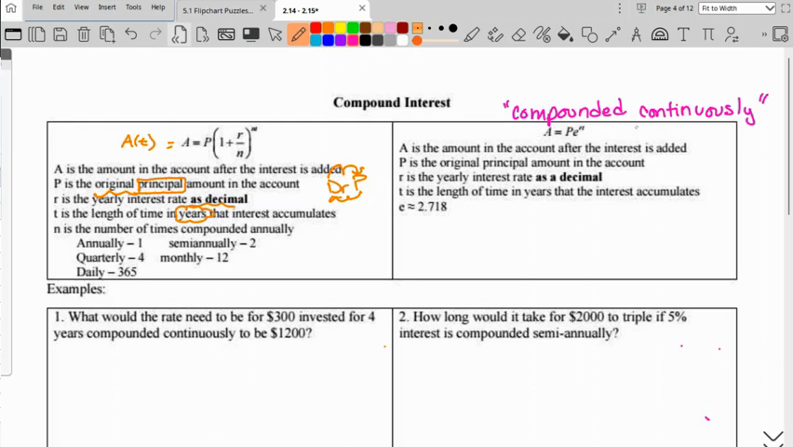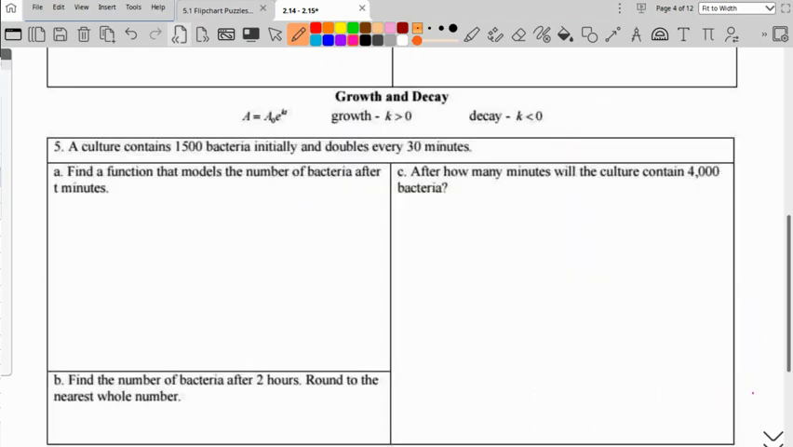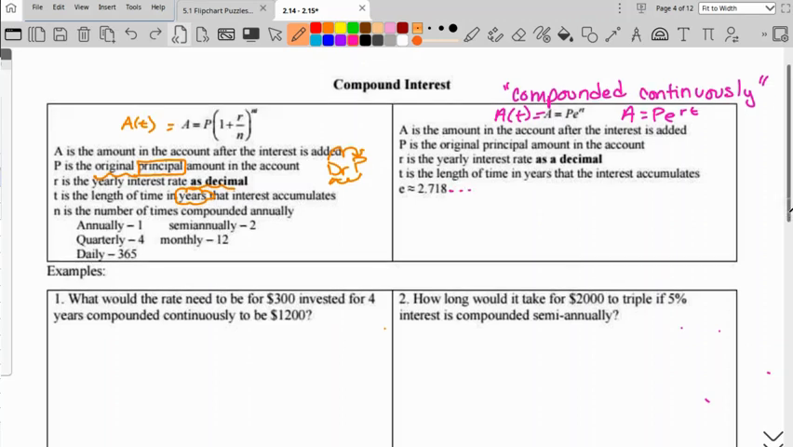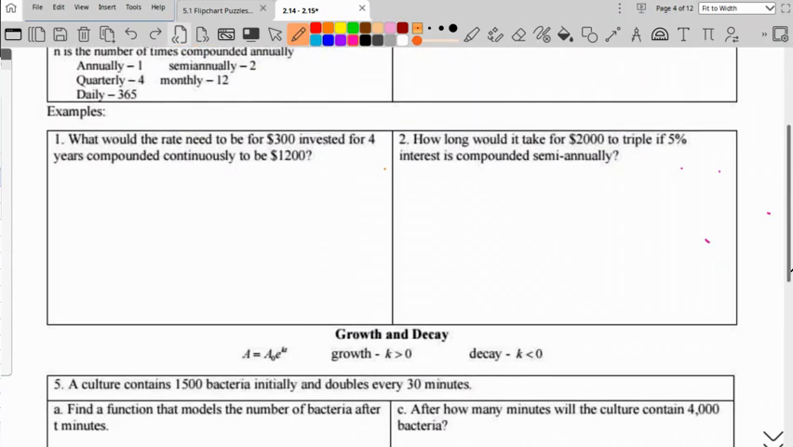Sometimes people just call this PERT, because it's principal times e to the rate times time. The amount equals the principal times e to the rate times time, and that A is also the amount at time t. Remember, e is Euler's number. It's not a variable. It definitely keeps going, and we'll use our e button on the calculator. Let's try a couple of problems real quickly.